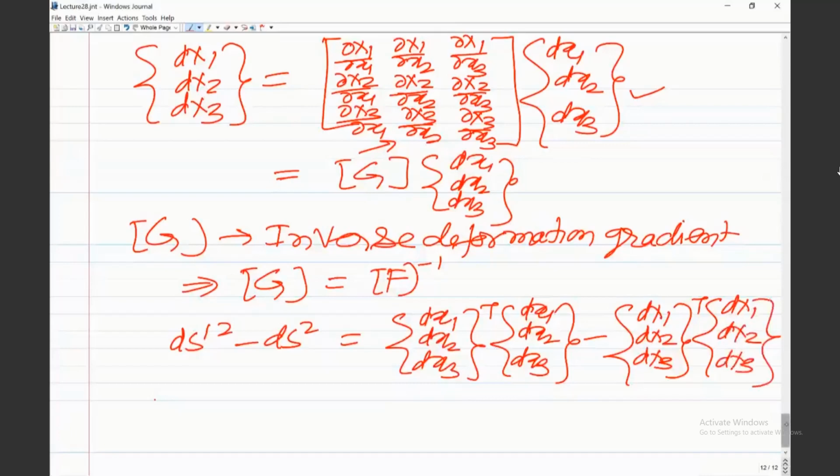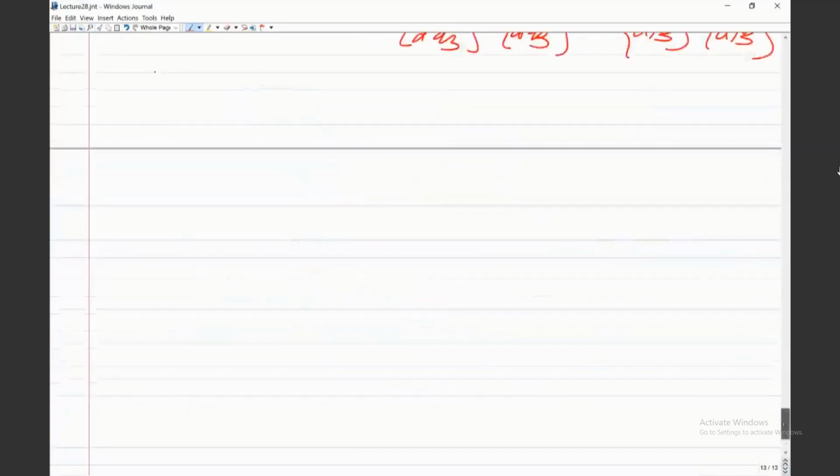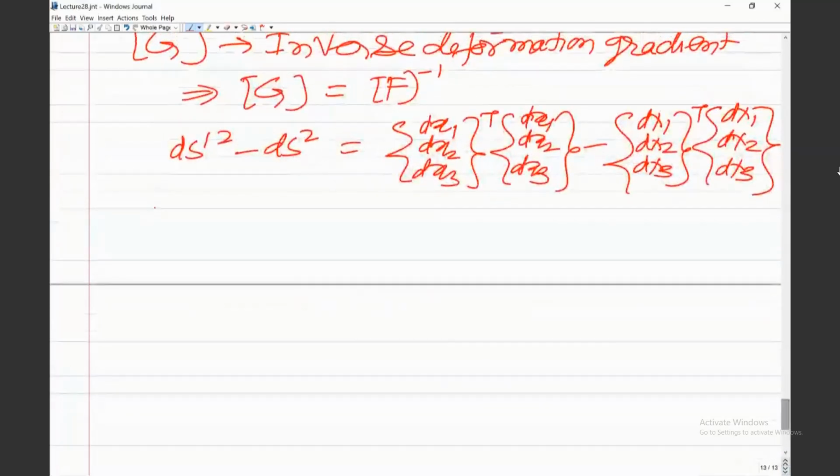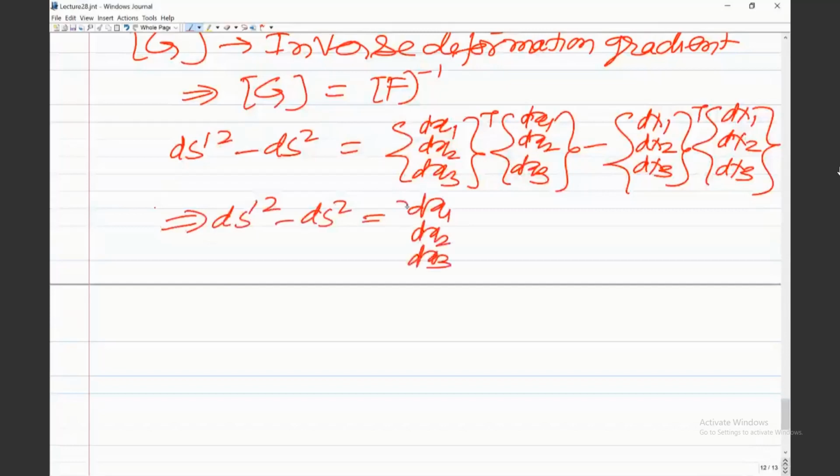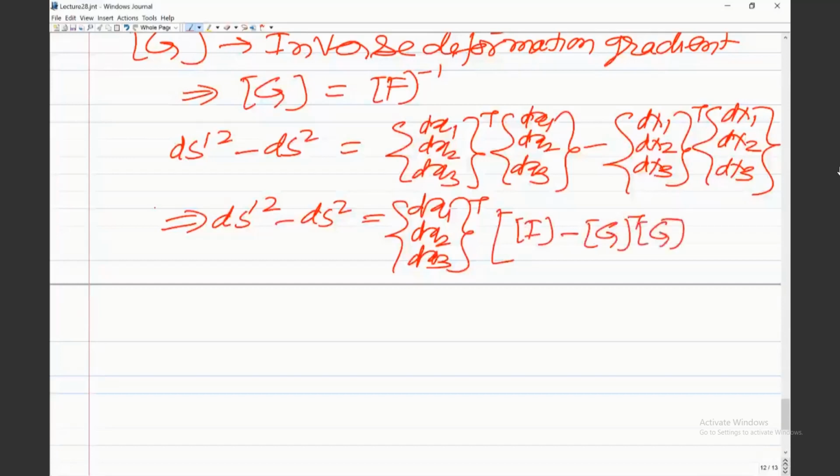Now in the Eulerian description of motion, we have expressed d capital X1, d capital X2, d capital X3 in terms of d small x1, x2, x3. So you can rewrite this as ds dash square minus ds square is equal to, you can take this dx1, dx2, dx3 transpose as common on this side, and then here you will have I, and then minus this G transpose into G, and then on this side you will have d small x1, d small x2, d small x3. So you will have this.